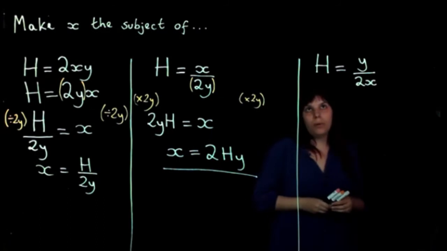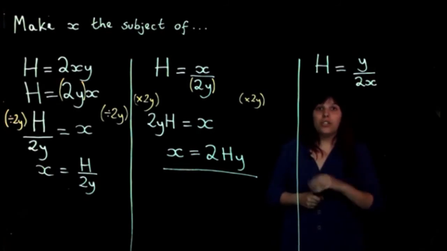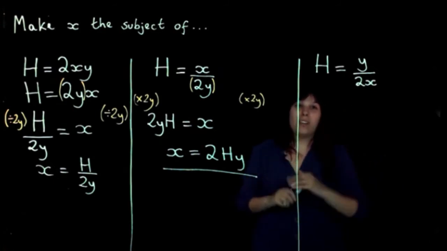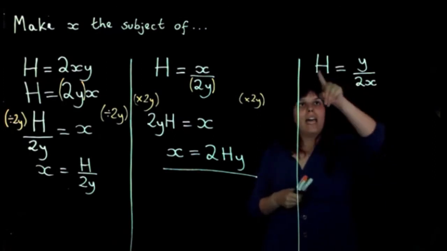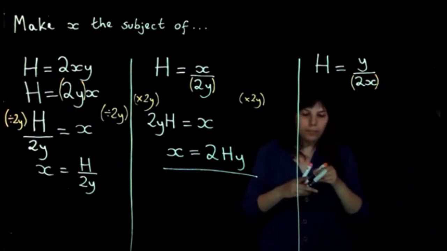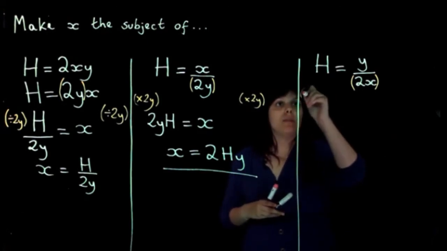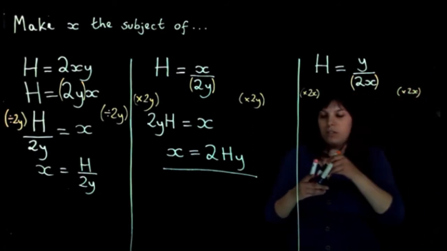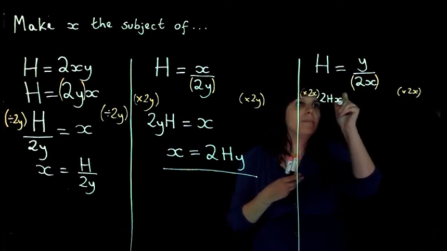If we look at the third example, we've got h equals y over 2x. Now I'm going to show you 2 ways to do this because the first way is slightly more complicated than the second way. But my first one I'm going to show you anyway. So I've got h equals y divided by 2x. So I'm going to make this one term. And I'm currently dividing by 2x, so I'm going to multiply by 2x, and do that to both sides. So I end up with 2hx equals y.